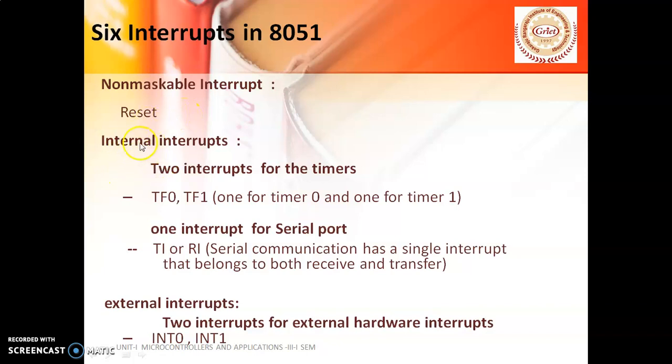And we have the remaining interrupts, which are related to the internal interrupts, and some related to the external interrupts. In internal interrupts, 2 interrupts are related to the timers, that is TF0 and TF1. TF0 stands for timer 0 overflow interrupt. TF1 stands for timer 1 overflow interrupt. One interrupt for serial port, TI or RI. TI stands for transmitting interrupt. RI stands for receiving interrupt.